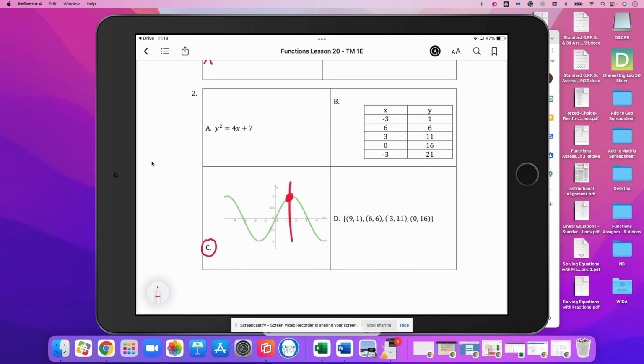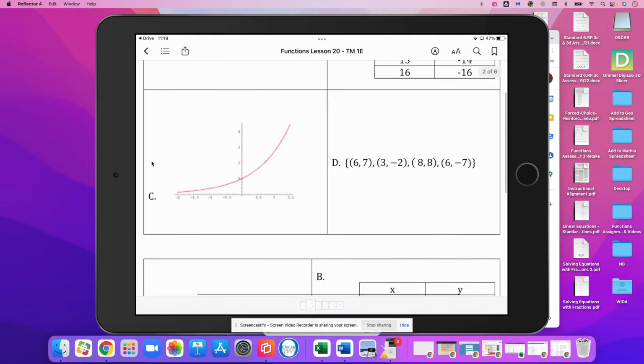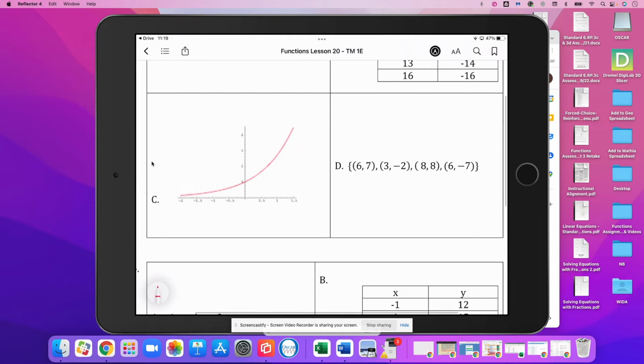Okay. Move on to the next page, the next graph. Again, with the graph, we just need the vertical line test. And so I'm just going to swipe some vertical lines here. You can see I'm not hitting in more than one spot, no matter where I put a vertical line. So in the case of this one, C is a function.